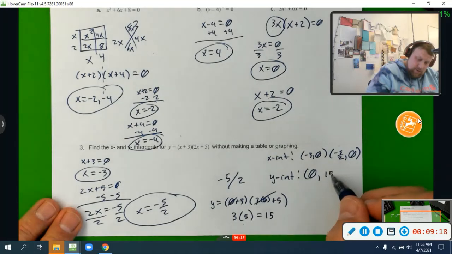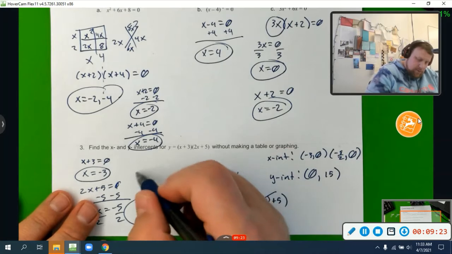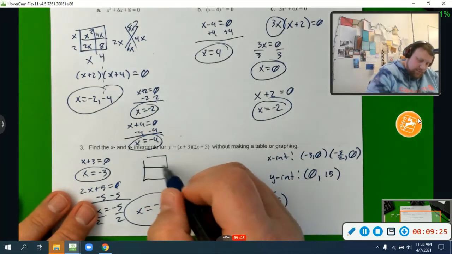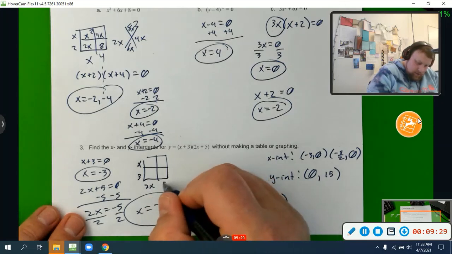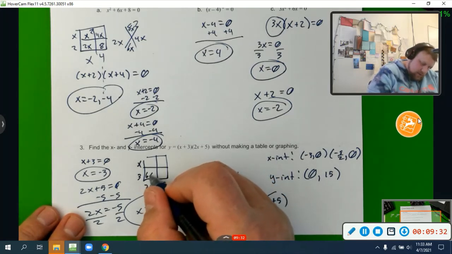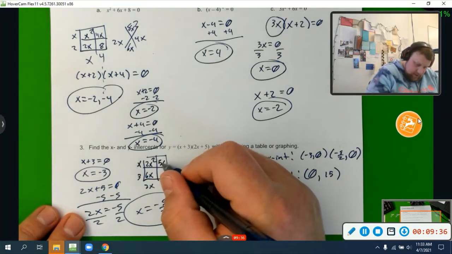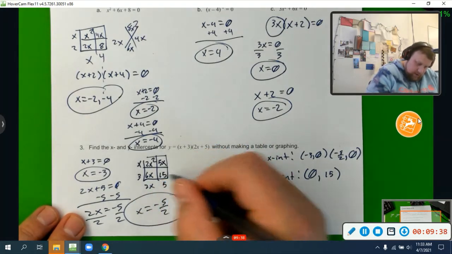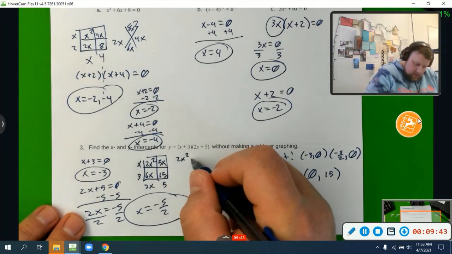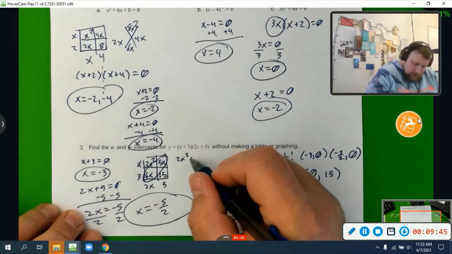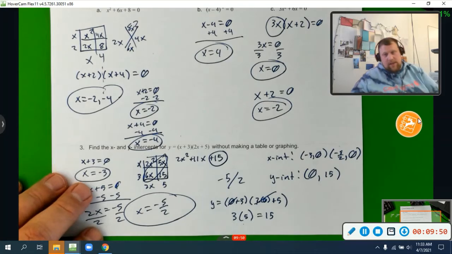So this is 15. The other thing you could have done, if you're more comfortable with it, you could have just multiplied this out in a generic rectangle. And you would have gotten x times 3, 2x, and 5. What do we get? 6x, 2x squared, 5x, and 15. And then watch this. Write the sum out, 2x squared, add this together, plus 11x, plus 15. But remember, the c value is always the intercept.